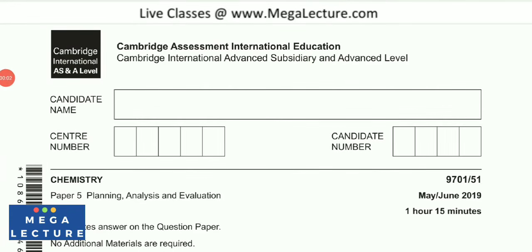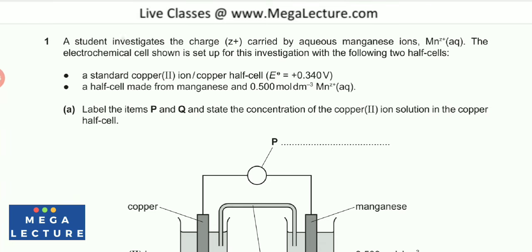We're going to do the first question from the following paper, which is 970151, paper 5. It's planning, analysis, and evaluation, and it's May-June 2019. Now, the question reads that a student investigates the charge Z plus carried by aqueous manganese ions.